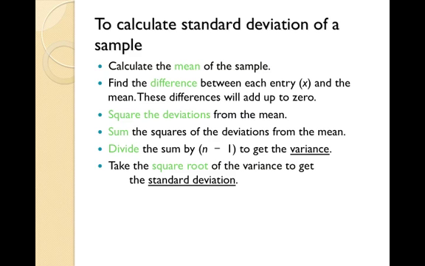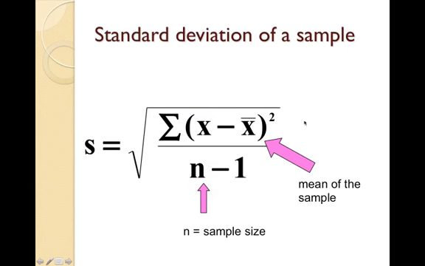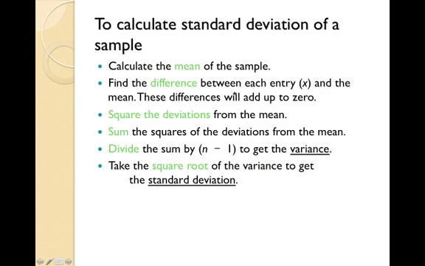To calculate the standard deviation of a sample, you're going to calculate the mean of the sample, and then you're going to find that difference, the x minus x bar, the difference between each entry x and the mean, the x bar. These differences will add up to 0. Like I said, that's why you have to square them. So then the next thing you're going to do is square all those deviations from the mean, and then add them up. You're going to sum the squares of the deviations from the mean and then divide the sum by n minus 1 to get the variance, which we'll talk about again in a minute. And then you're going to take the square root of the variance to get what's called the standard deviation.